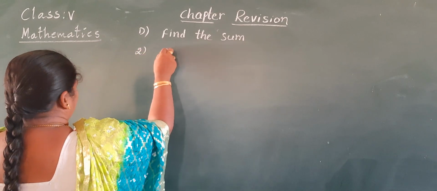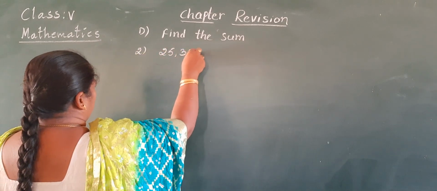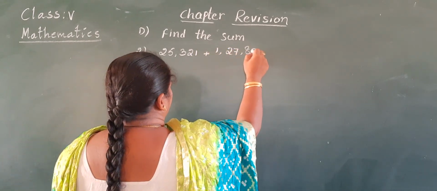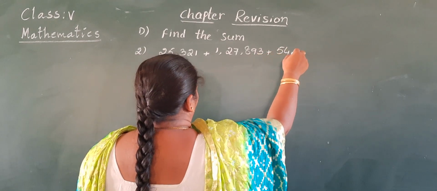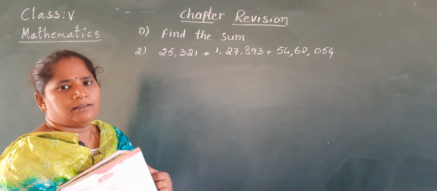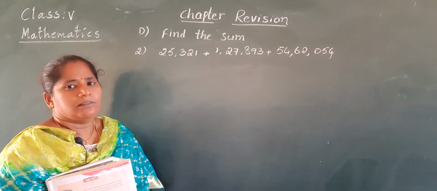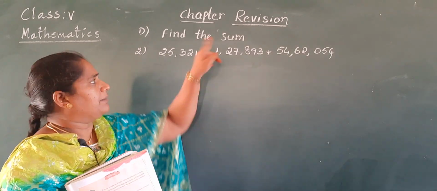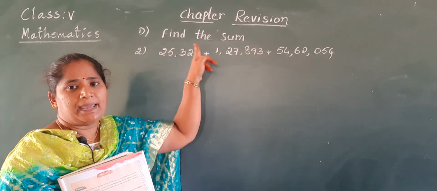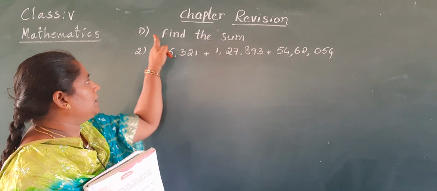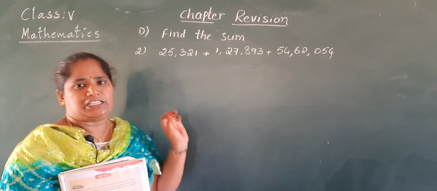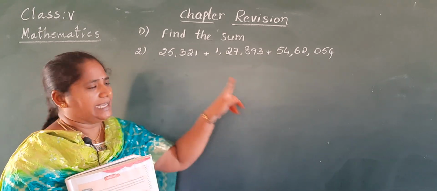Second one, note down: 25,321 plus 1,27,893 plus 54,62,054. Okay? Note down this. Write neatly in your classwork. Keep the heading chapter revision, and D Roman, find the sum. A, B, C we did in the textbook, so that you start the D Roman in classwork. Find the sum. Second problem. Do the first problem as homework, and note down the second one.